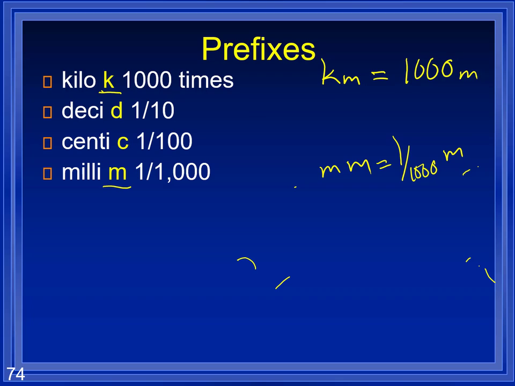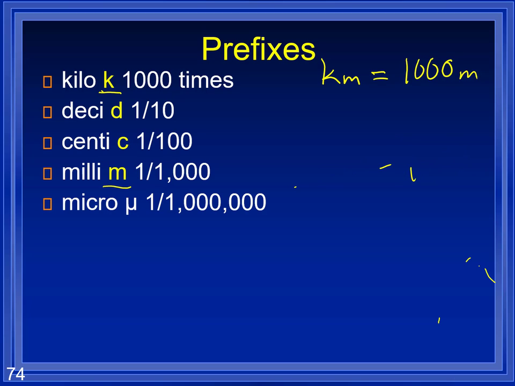A millimeter is a tiny distance. So now we come into even smaller, micro. Now micro, well, think about where you've seen the word micro attached before. Microscope. Micro means tiny. Micro means 1/1,000,000th.